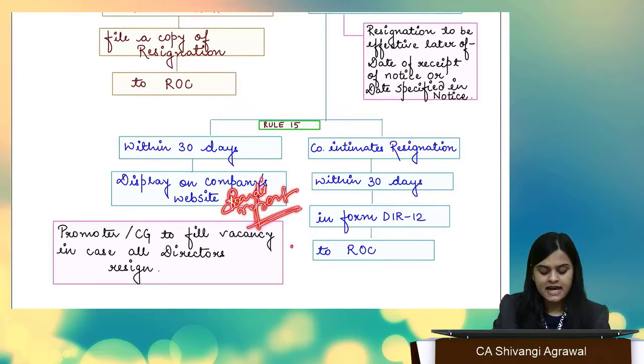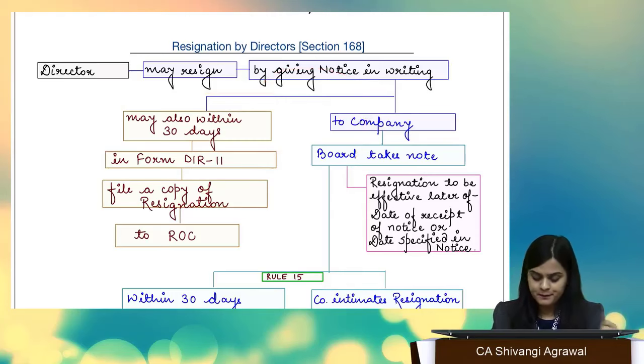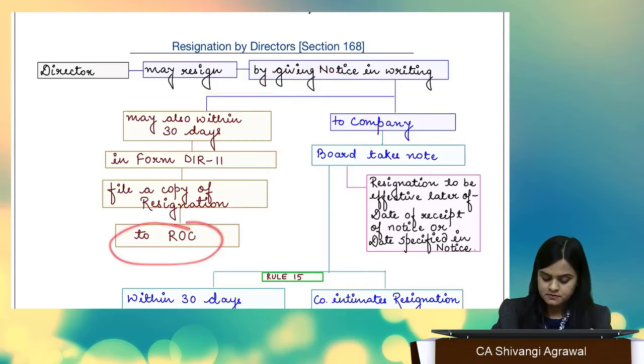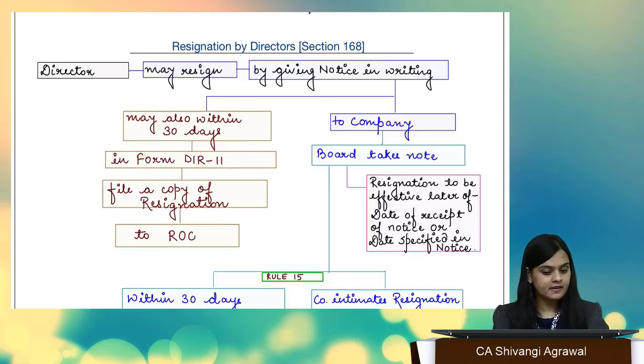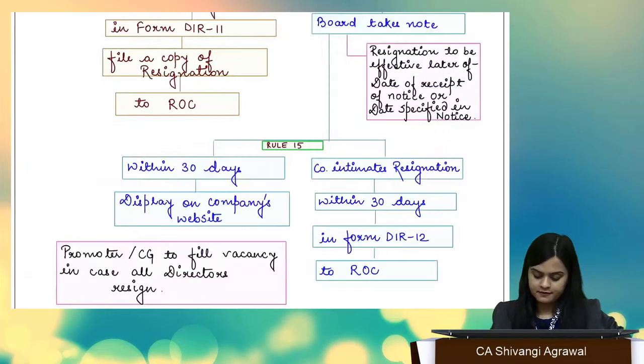Now, there is an optional requirement given in section 168 which tells that a director who is resigning may also inform ROC, although it is not the duty of the director who is resigning to inform ROC, it is the duty of the company to inform ROC. But you may also voluntarily inform ROC within 30 days of giving resignation in DIR 11. In DIR 11. Okay, fine, ma'am.